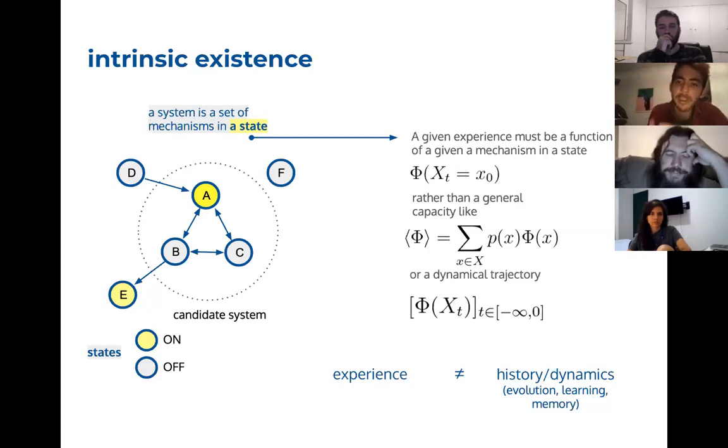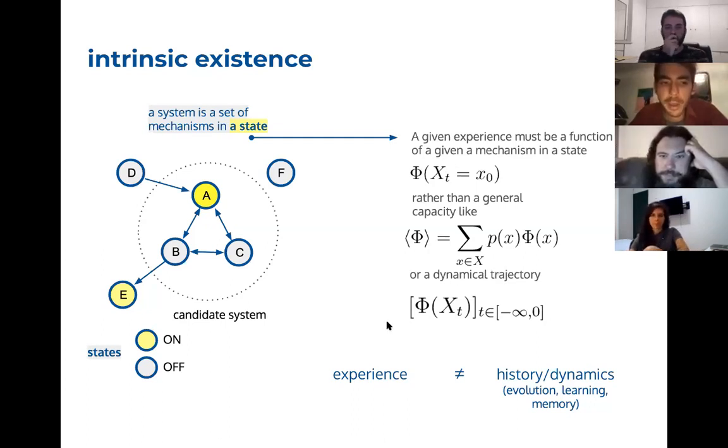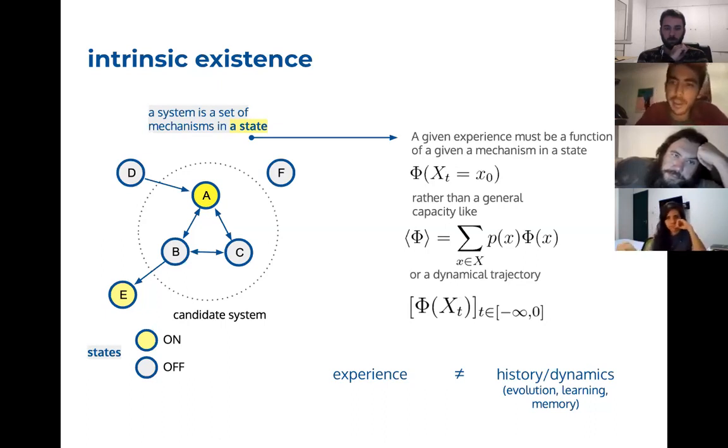It's actually continuously instantiated at every given moment. And it's also not any sort of dynamical trajectory or history of the system. There's only the current state and the current experience, and it will be related to the way it constrains the past and the future, but that's different from saying that it's the set of past events or some kind of trajectory that involves many time points.